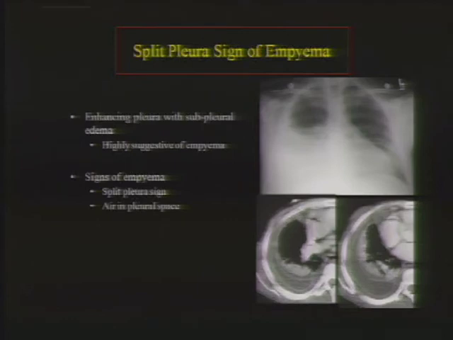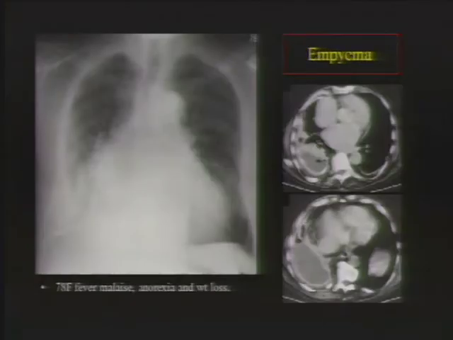Other findings that can be seen that suggest the diagnosis of empyema include air in the pleural space. Here we have an example of that. We have a person with a large loculated right pleural effusion. He presented with malaise, anorexia, and weight loss and fever. And if we look at a CT scan, in addition to the pleural thickening and the loculated effusion, we see little droplets of air in the pleural space.